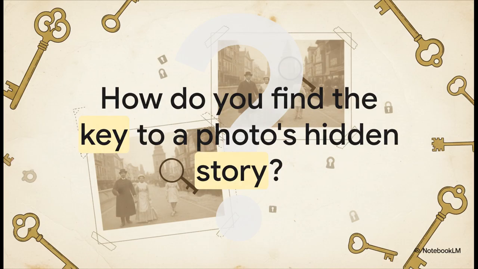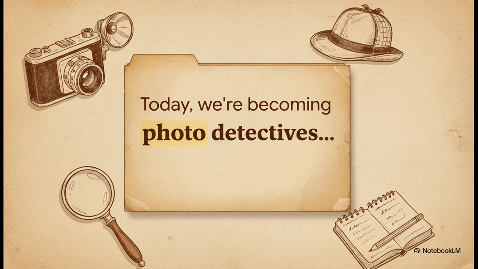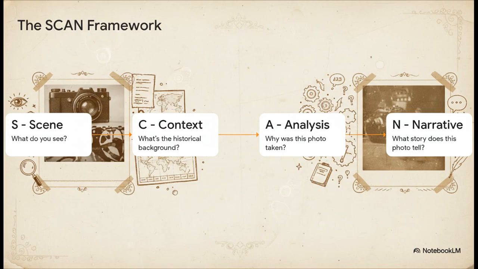So the big question is, how do we find the key? Well, today we're going to do just that. We're putting on our detective hats. We're going to walk through a powerful toolkit that'll help you investigate any historical image and uncover the secrets it's holding. And the heart of this toolkit is a super simple but really effective four-step method called SCAN. That's S for scene, C for context, A for analysis, and N for narrative. Think of it as our roadmap for cracking the case.